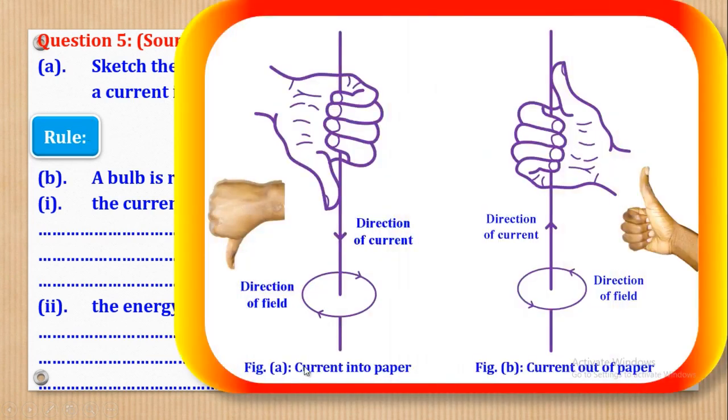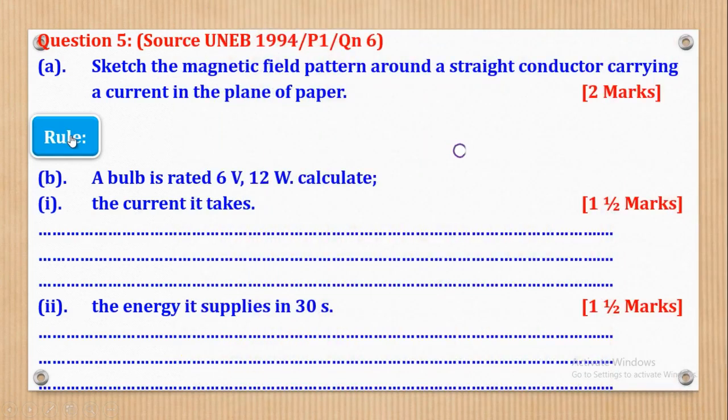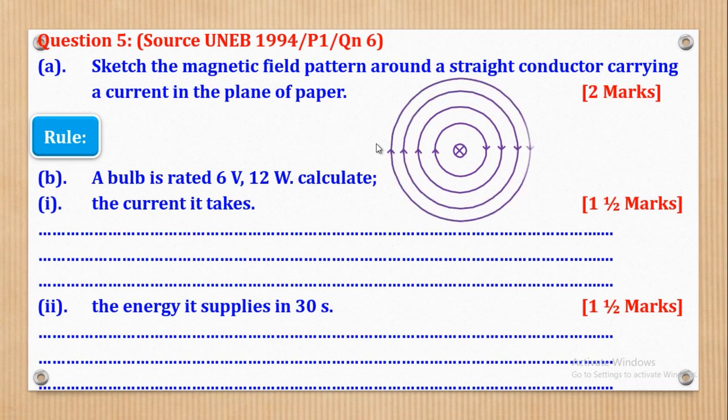So you already know that when current is into the plane of the paper, using the right hand grip rule, it will be in that form, and therefore when you look from above, the direction of the field will be in a clockwise direction. Therefore you shall come and say, first of all, that symbol means that current is into the paper, therefore the field will be in a clockwise direction. So those will be the fields. Now let's see how marks can be awarded. Half a mark, full mark for the field lines, and another full mark for the correct direction.